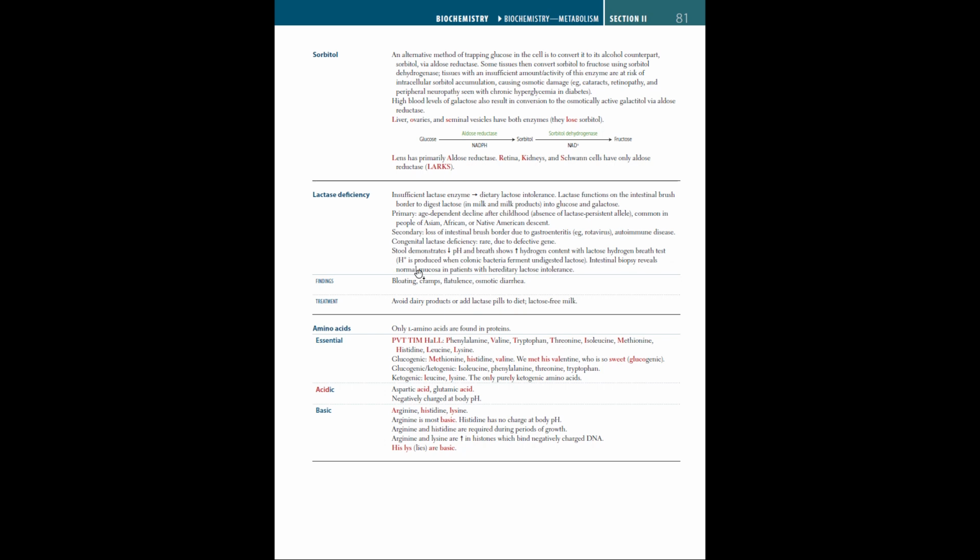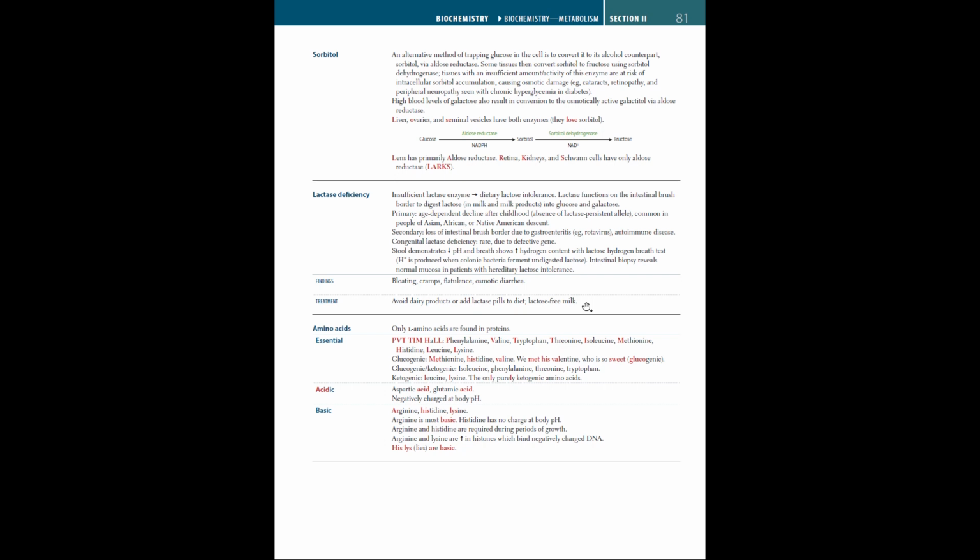The H plus is produced when colonic bacteria ferment undigested lactose. Now, intestinal biopsy reveals normal mucosa in lactase deficient patients with hereditary lactose intolerance. Now, the findings in lactase deficiency patients are bloating, cramps, flatulence, and osmotic diarrhea. And the treatment is to avoid dairy products or add lactase pills to the diet or use lactose-free milk.